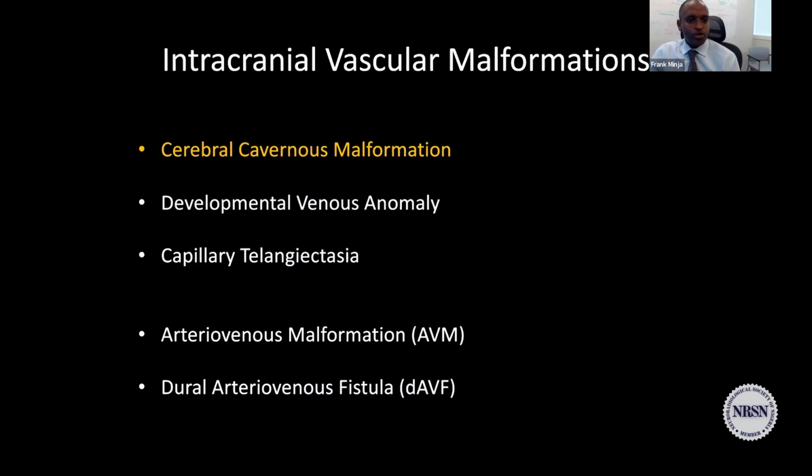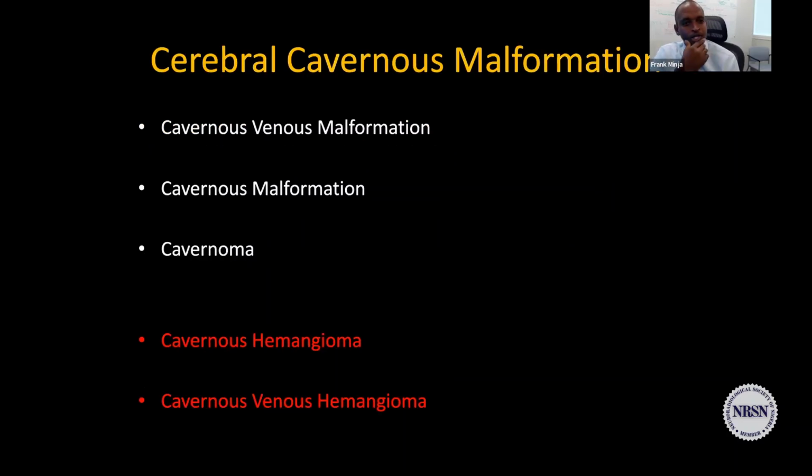We're going to start with the cerebral cavernous malformation. This one is an extremely common lesion. It has many, many names. I don't know what they call it in your particular practice. They call it cavernous venous malformation, cavernous malformation. Here in the US, cavernoma is probably the most common way that we talk about it, and that's what the clinical colleagues expect us to say.